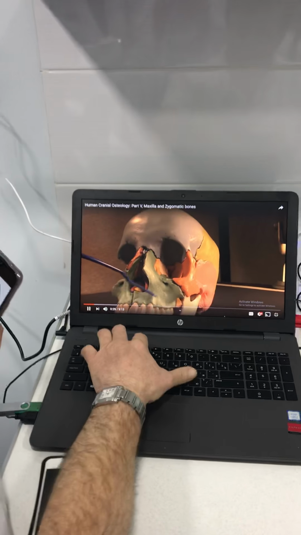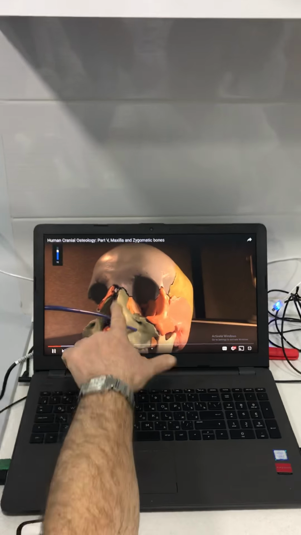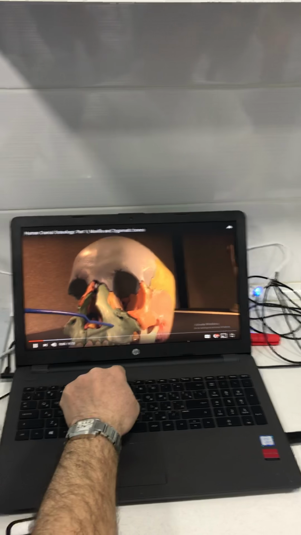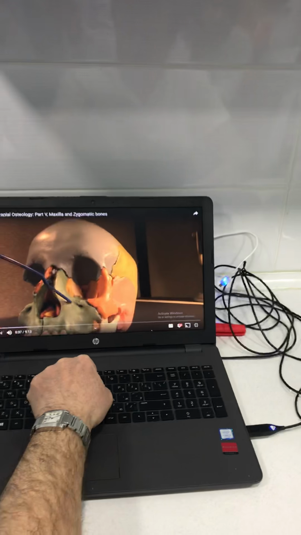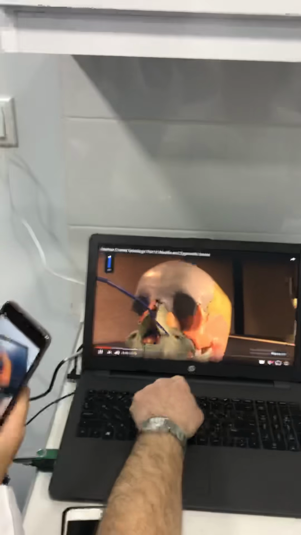Let's start now. I will let you hear the voice and we will comment on it. We are going to speak about the maxilla today. Yes, just close the door, please, to hear the voice.